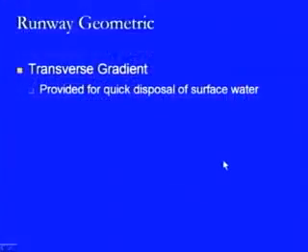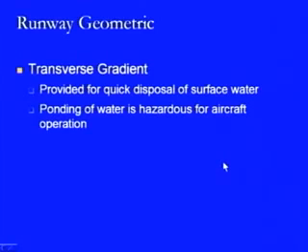Now, we look at another geometric feature, that is transverse gradient. This transverse gradient, as we have discussed previously too, is provided for quick disposal of surface water, and as soon as water is disposed of, the surface will become dry soon, and therefore the chances of any hazardous conditions will be removed.